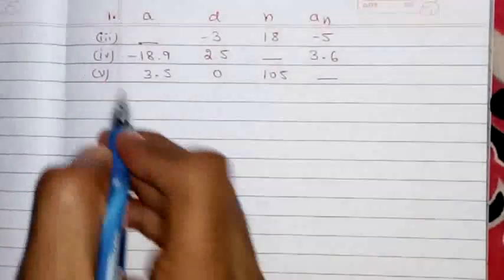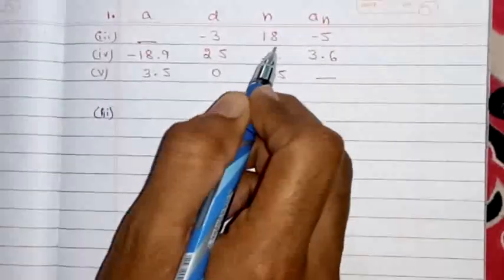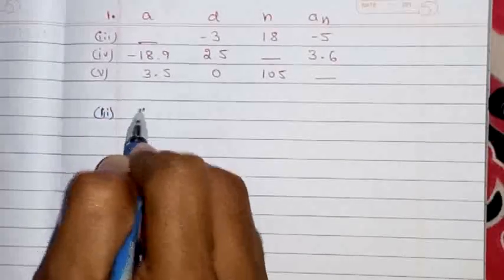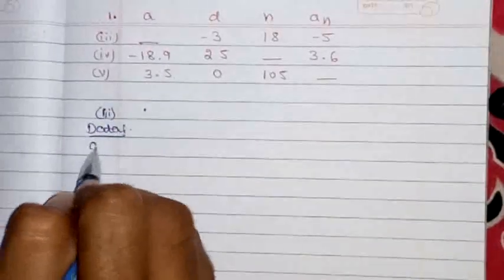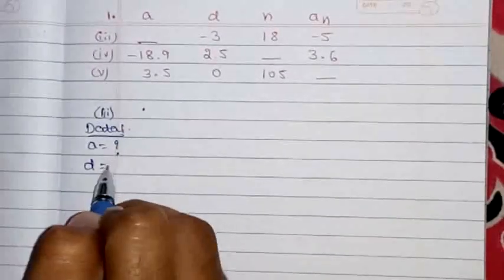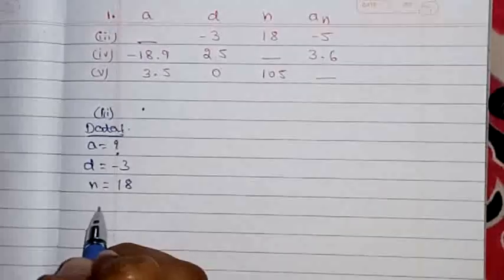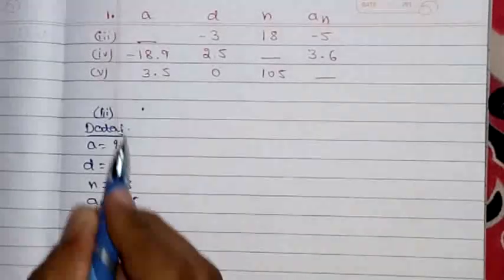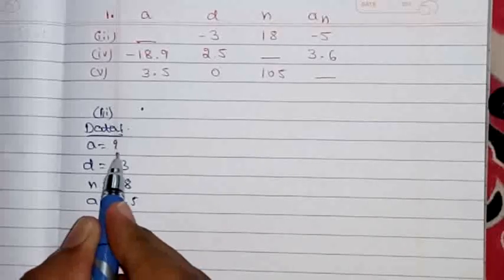So here in the third question, whatever they have given I'll write that as data. You need to find a, so a is equal to question mark, and they have given d. So d is equal to how much children? It's -3. n is equal to 18, and an is equal to -5, right children? So this is the data they have given. You need to find the value of a, the first term.